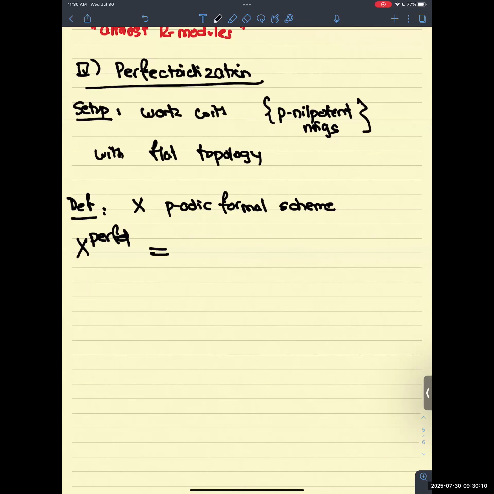There's a very stupid way to do this, and that's what I'm going to do. I'm going to take just the colimit of all perfectoid rings mapping to X. So the colimit of Spf R maps from Spf R to X, where R is perfectoid.